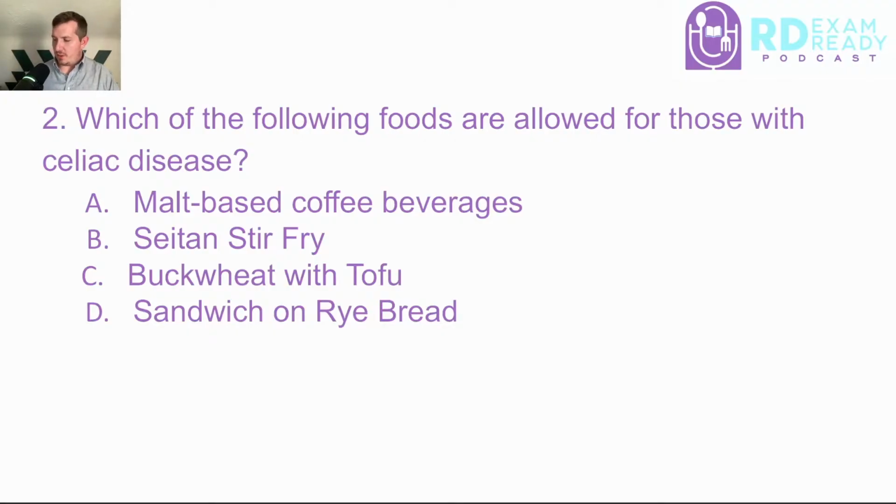All right, so I'm going to start working through this one now. A, B, C, and D. Which of the following foods are allowed for those with celiac disease? Okay, first off, I have to tap into my brain about what celiac disease is. Autoimmune disorder where it causes intestinal damage as a result of eating wheat, gluten byproducts. Okay, so I'm looking for the things that don't contain wheat or gluten in that case.